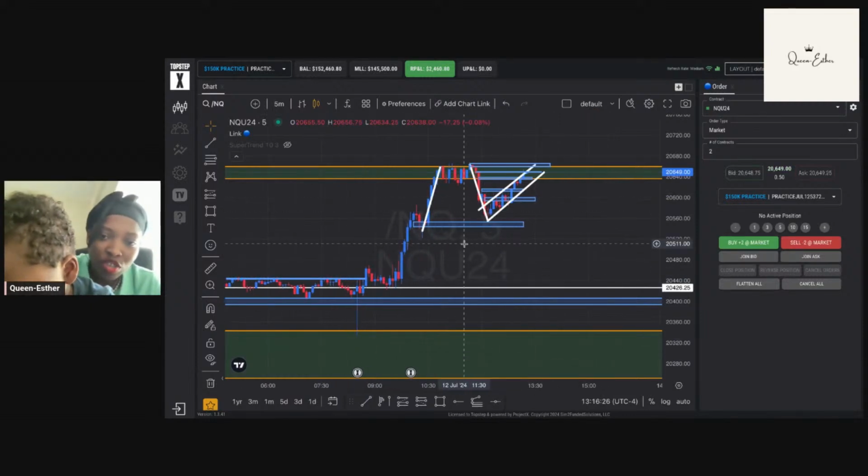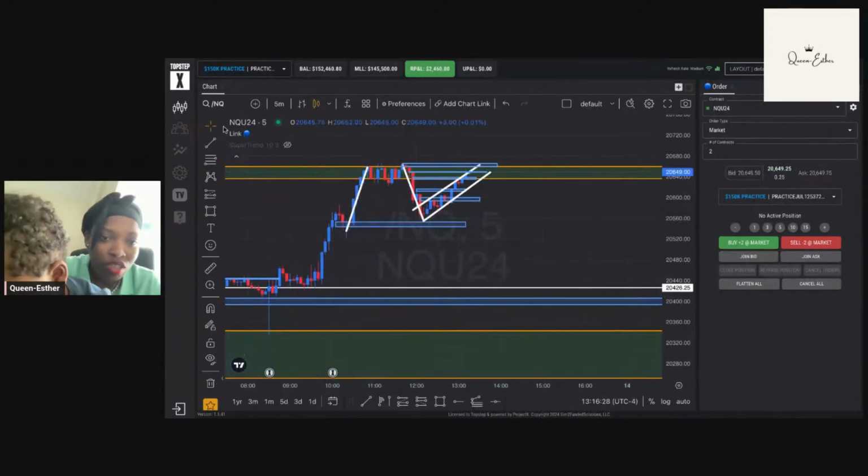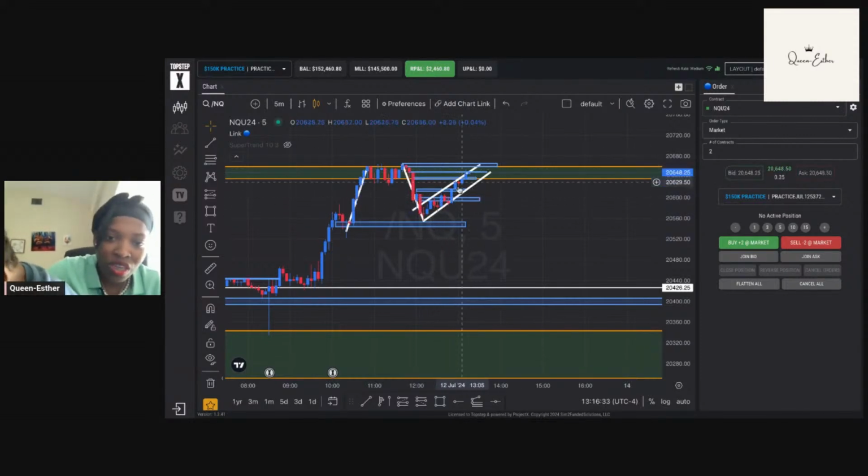Guys, you made me miss my trade because I'm trying to teach. Do you know how much money this would have been? That would have been at least probably $2,000 to $3,000.